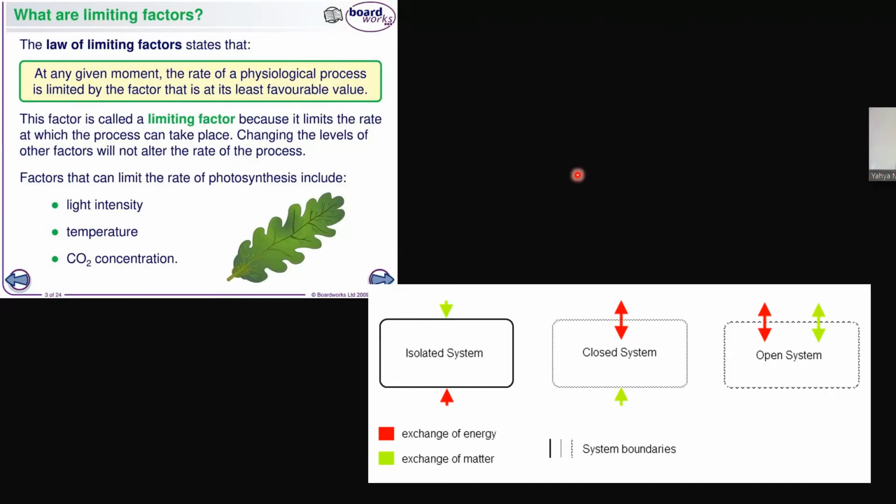So, for example, when you have a plant, there are different kinds of limiting factors: light intensity, temperature, and carbon dioxide. Suppose you have this plant living in a dark area, underneath some other trees. There's plenty of carbon dioxide there, no shortage of it, but it's not getting enough light. It's not getting a whole lot of light.